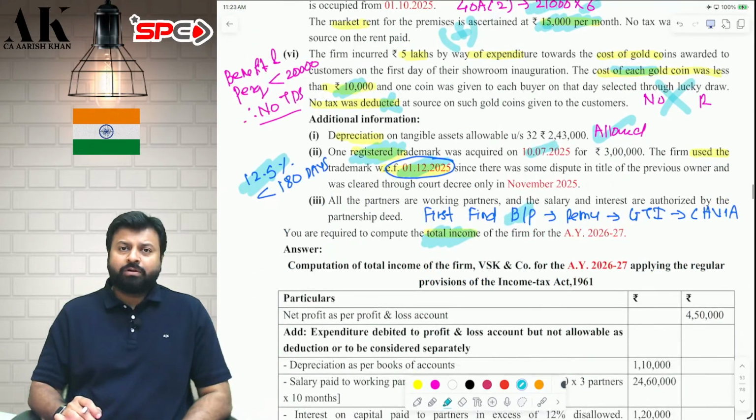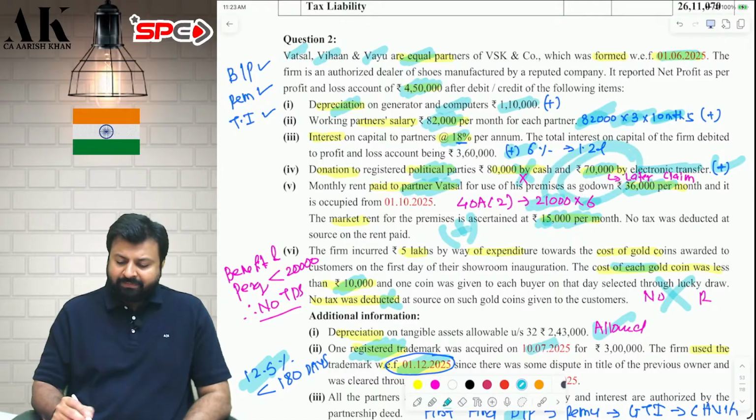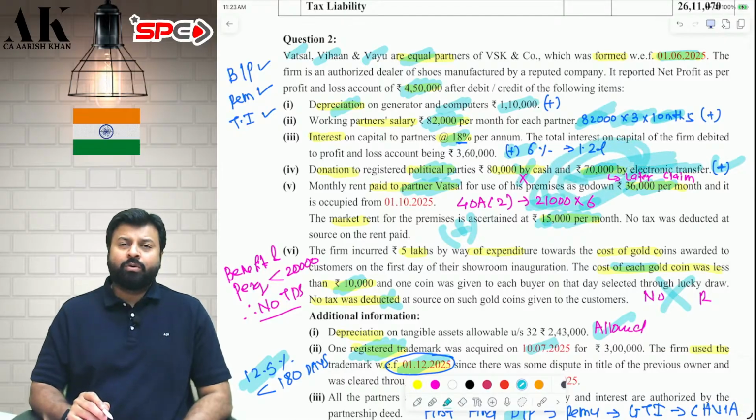And then you compute the total income, gross total income. After that, you reduce Chapter VI-A. In Chapter VI-A, only one item will come. What is that one item? That's 70,000 rupees electronic donation given to a political party. Cash donation not allowed. That's it.